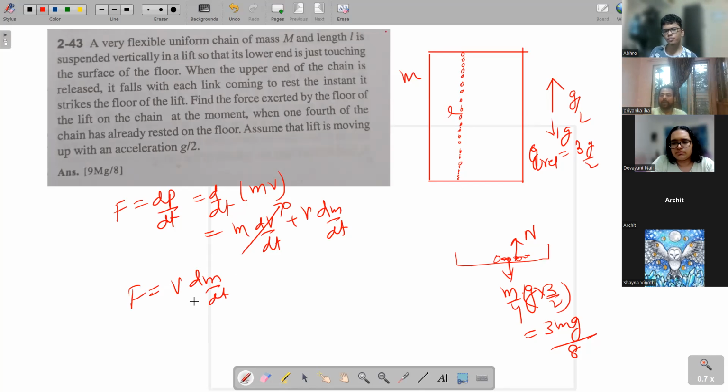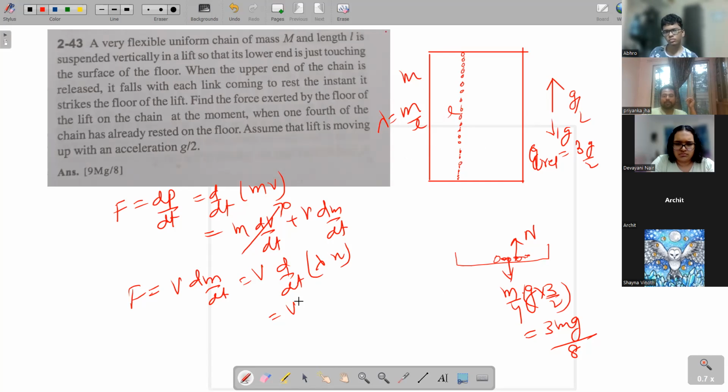So mass is varying. Suppose at any moment x length of the chain came down to the floor of the lift. What is lambda? That is mass per unit length. So what would be the mass of that x length? That is lambda into x. m is the mass of length L, so what would be the mass of unit length? That is m by L. And what would be the mass of x length? That is m by L into x.